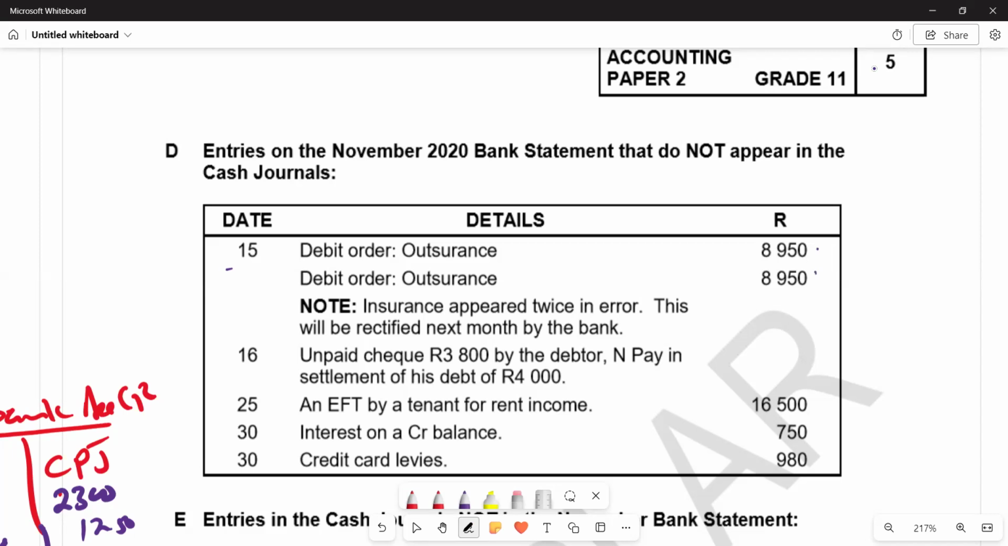So what does it mean? It means on the bank statement there was supposed to be 8,950. So the other one we have to correct by removing it on the bank statement. So this also is affecting our bank reconciliation. But also, it's not appearing in the journals. In the journals, there should be 8,950 that should appear. So remember, when you say debit order, what is being debited is our bank statement.